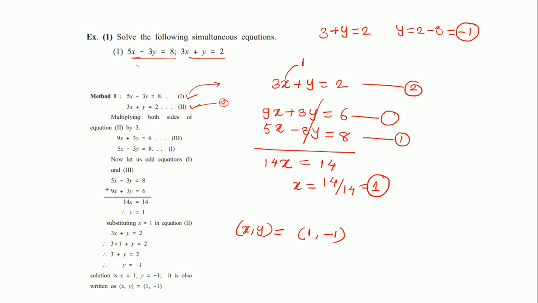There is another method, method number two. This is the first equation, 5x minus 3y equal to 8, and this is the second equation, 3x plus y equal to 2. Let us write the value of y in terms of x from equation number 2. Equation number 2 is 3x plus y equal to 2. If we take 3x to the right hand side, we get y equal to 2 minus 3x. So this is the value of y which we have right now.